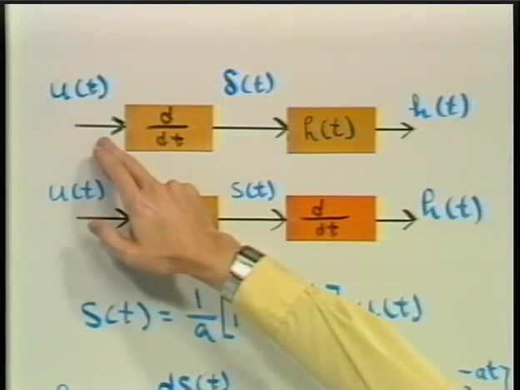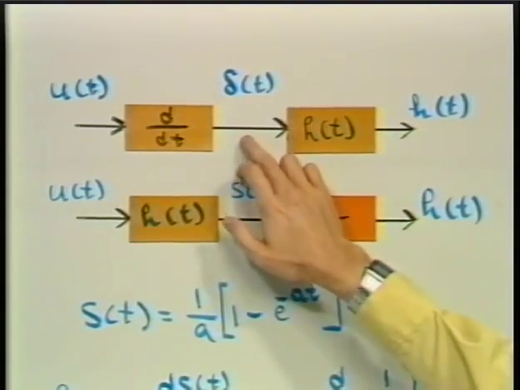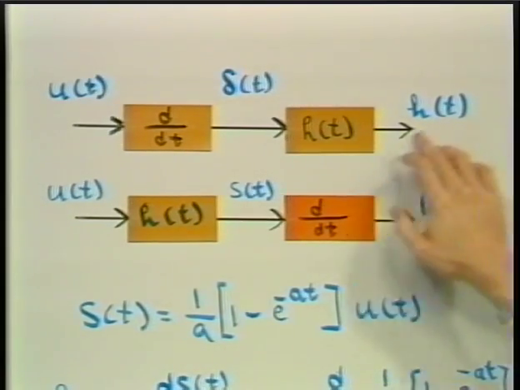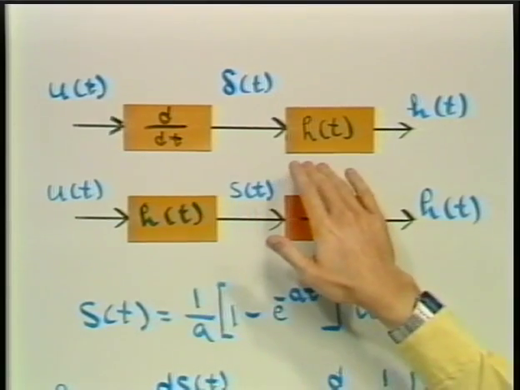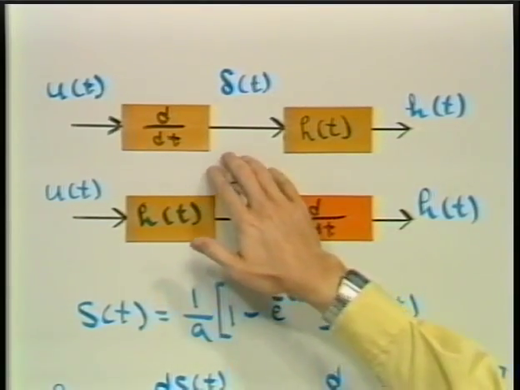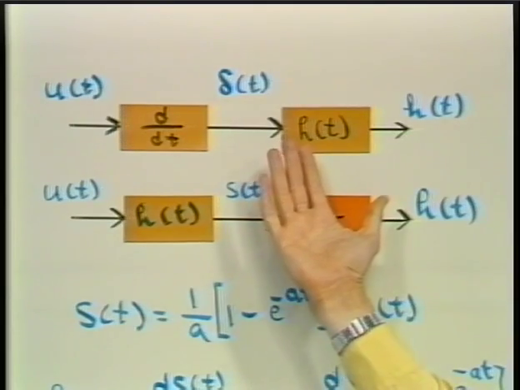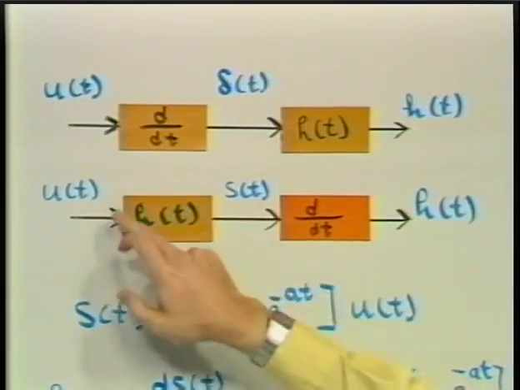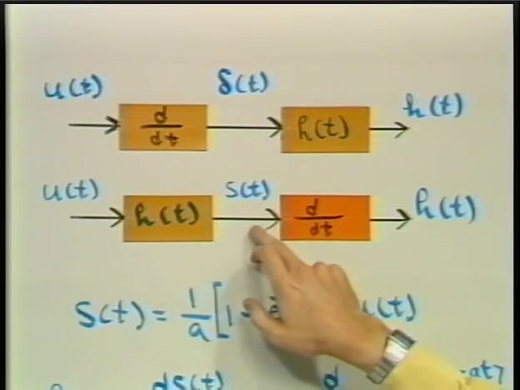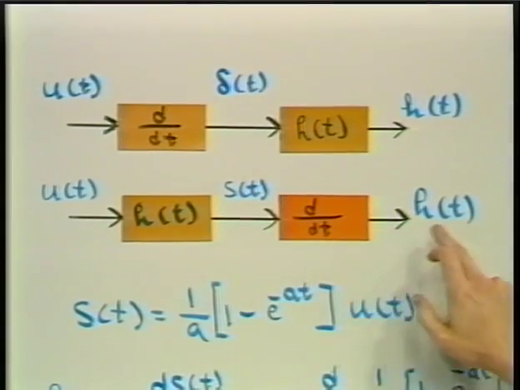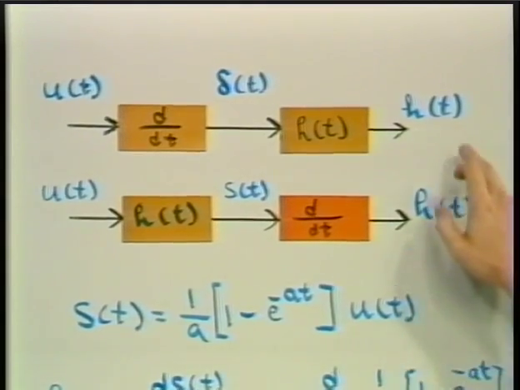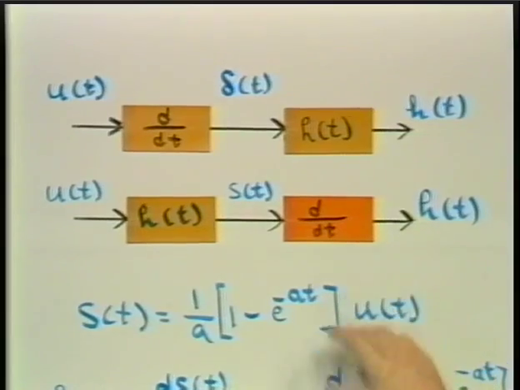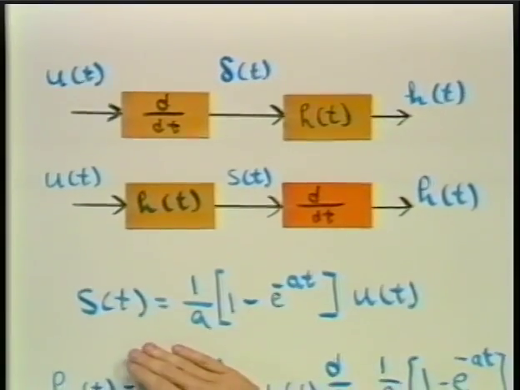And a step in here then generates an impulse into our system, and out comes the impulse response. Well, just using the fact that these are both linear time invariant systems and they can be cascaded in either order, then means that if we have the step response to our system, and that goes through the differentiator, what must come out again is the impulse response. So differentiating the step response, we get the impulse response.